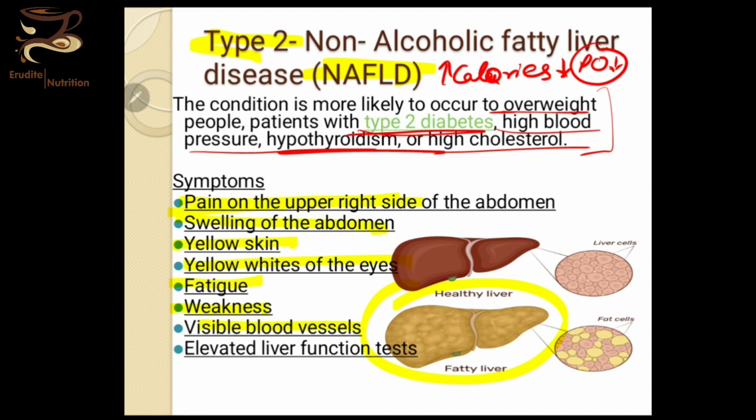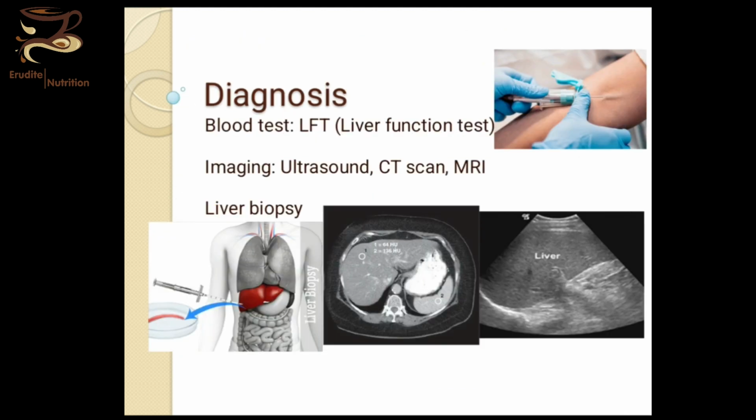Visible blood vessels, because the osmotic pressure between the vessels can change, and elevated liver function tests. So all the liver enzymes that we usually check in the blood test will be in a higher range than normal. To confirm a diagnosis of whether a person is suffering from fatty liver disease or not, there are three main options that we have. First is the blood test. We just take a blood sample and go through an LFT. The enzymes that are commonly noted here are called SGOT and SGPT. These are the liver enzymes. If the liver is fatty, these enzymes will be shown in a higher range than normal in a blood test.